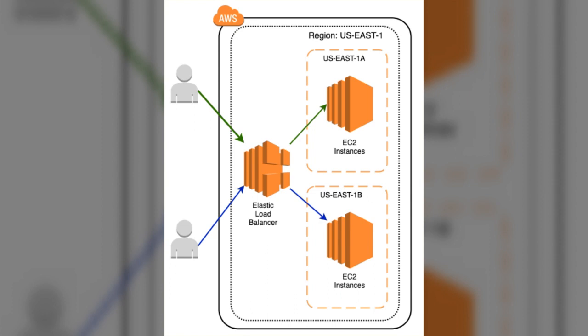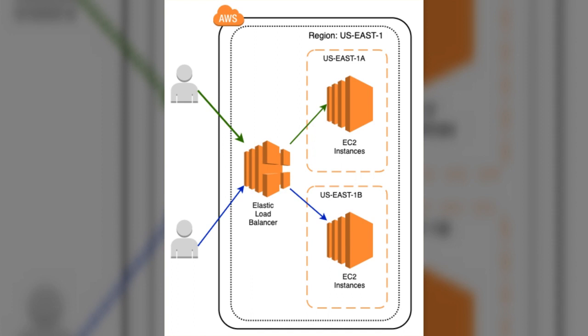In this diagram you can see we have one AWS account. In that we're going to have one VPC, and in that VPC we're going to have two availability zones, US East 1A and US East 1B. In those availability zones we're going to launch two EC2 instances, and then we're going to route traffic to those regions.